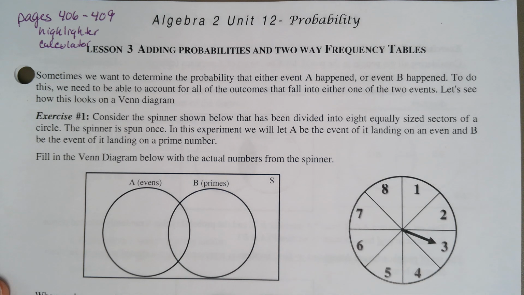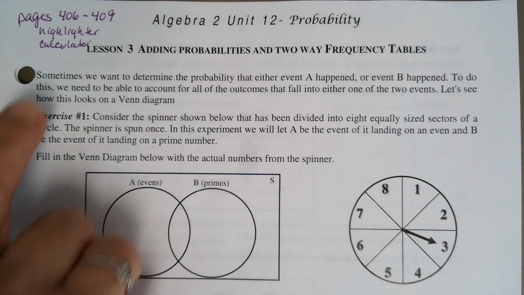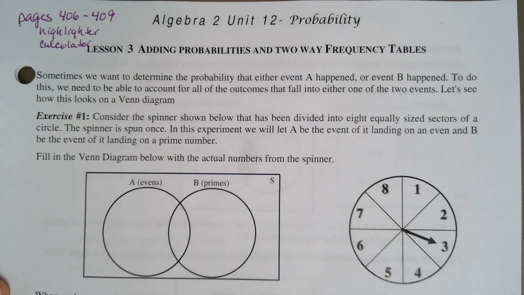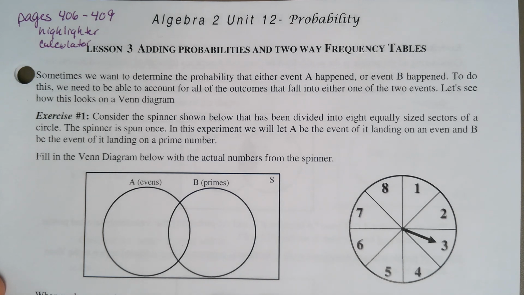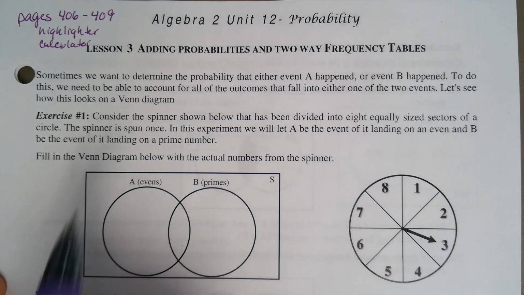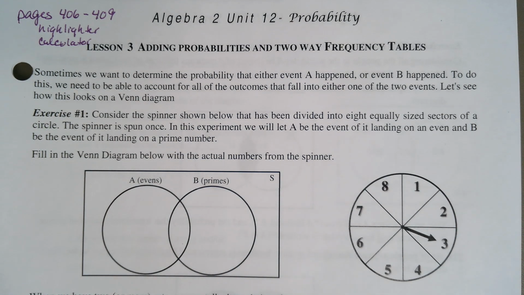Today's video, we are on Lesson 3 of Unit 12, adding probabilities in two-way frequency tables. We'll be covering pages 406 to 409. It'll be helpful if you had a highlighter and a calculator just for adding and subtracting purposes. So sometimes we want to determine the probability that either event A happened or event B. We're going to take another look at Venn diagrams.